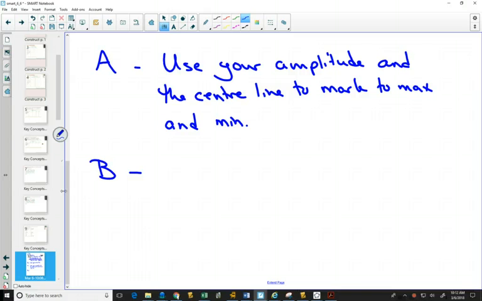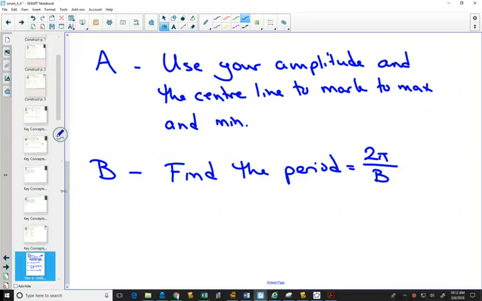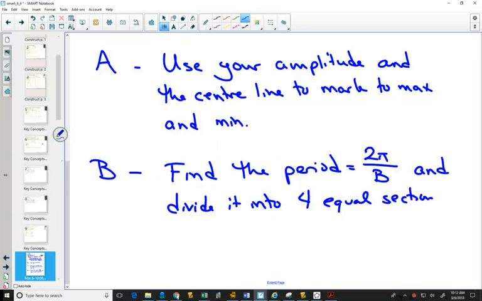Your B value helps you find your period. So remember, we're going to find the period, and remember that our period is always 2 pi over our B value. And then you're going to take that period and divide it into 4 equal sections.